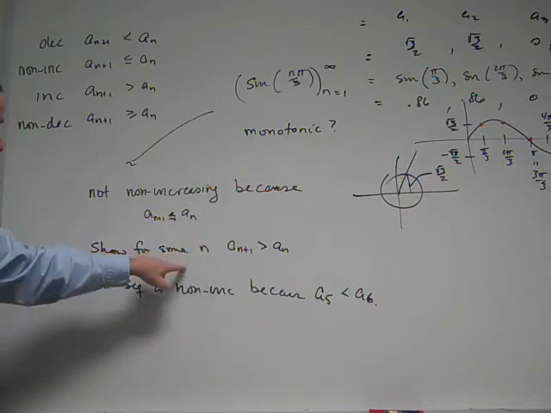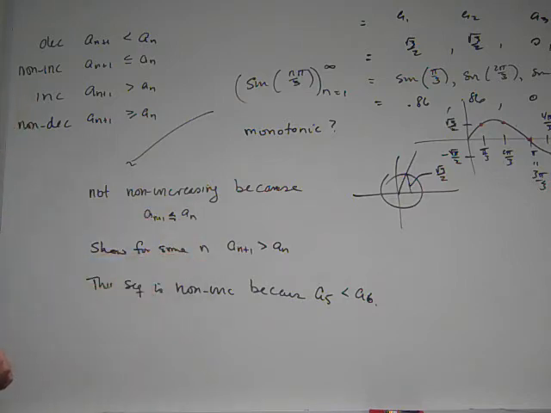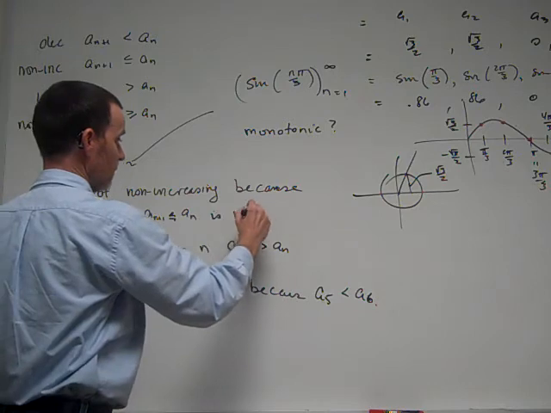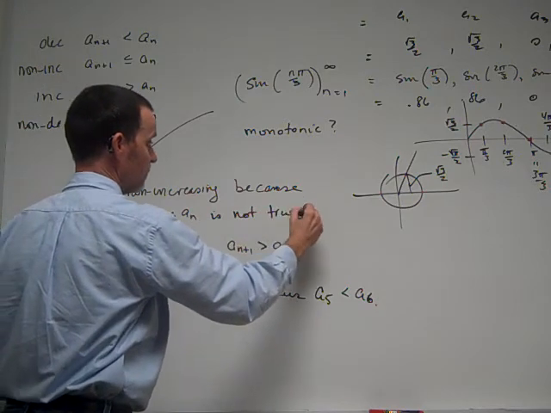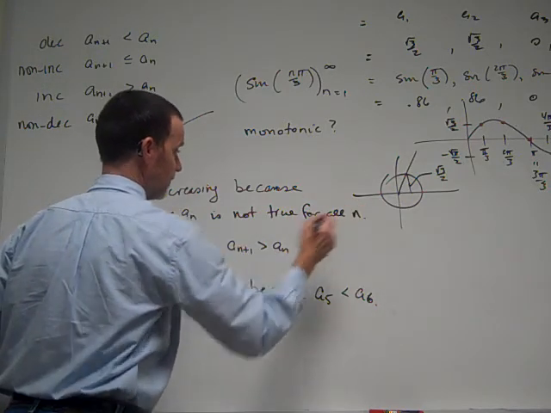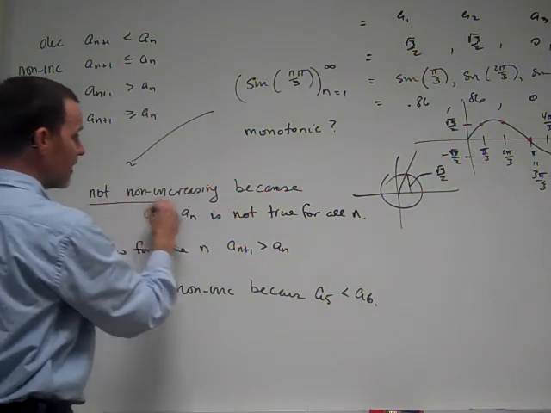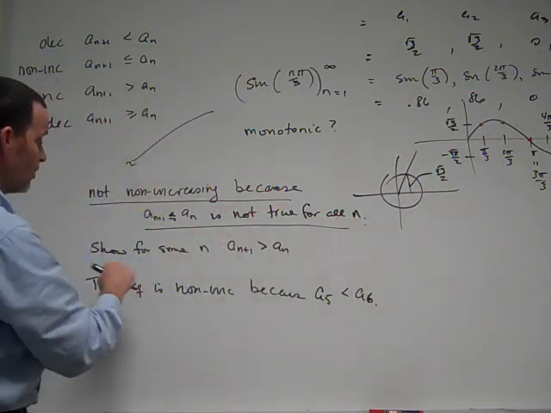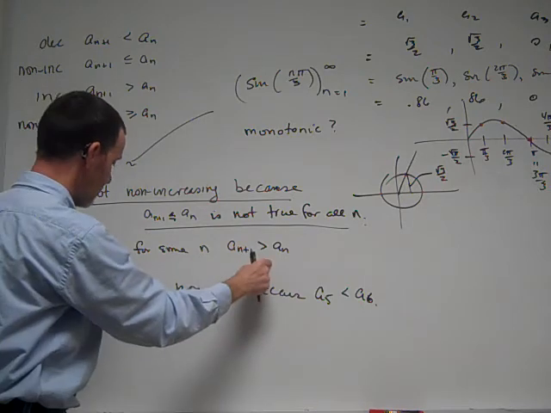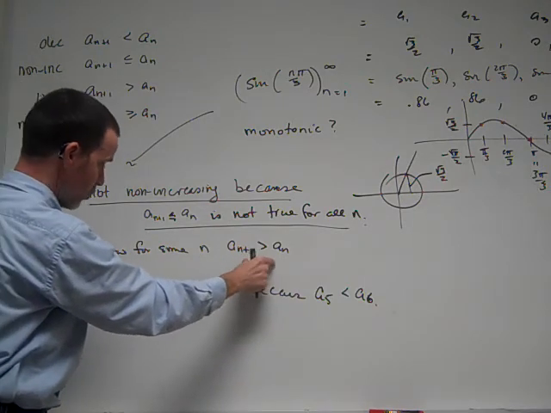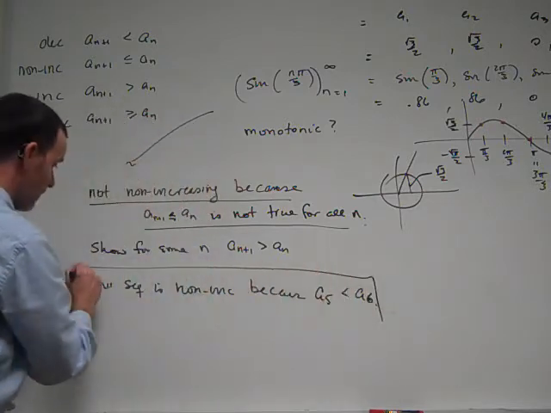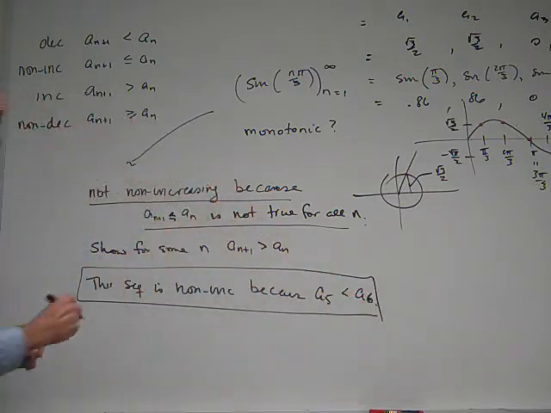That's why I went ahead and... It's not non-increasing because there is some n for which this is not true. So I need to show for some n that this is true. So I need to show this, and that is all you have to write. That's what I'm pointing out. This is how I figured out what I needed to write.